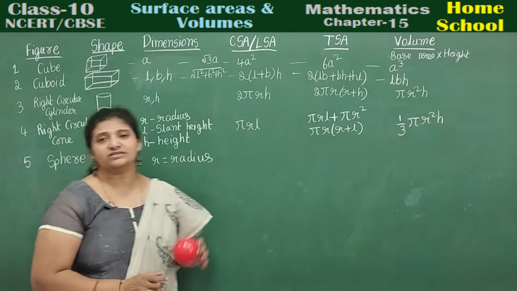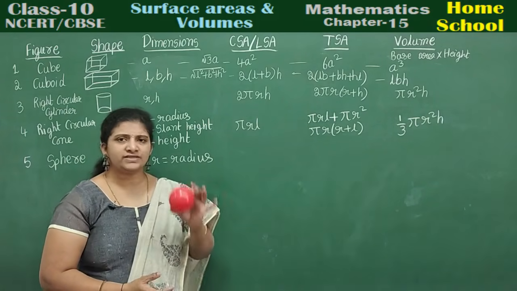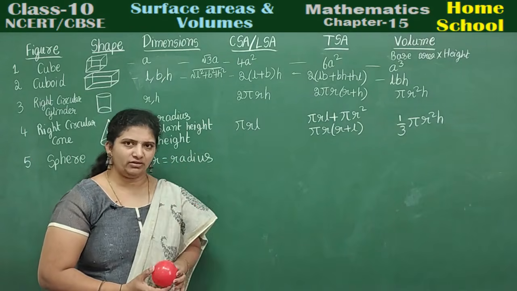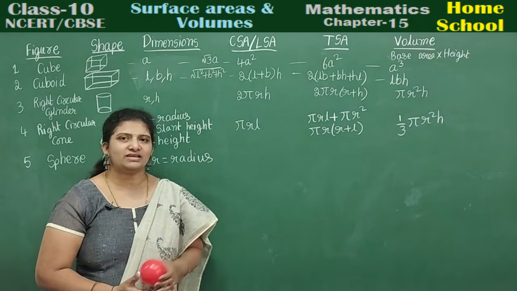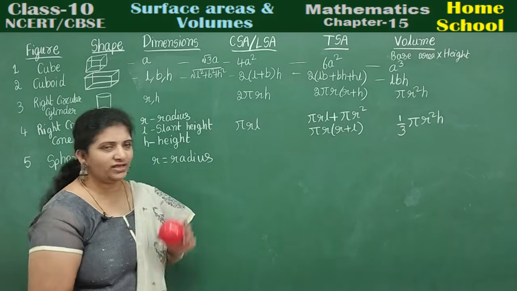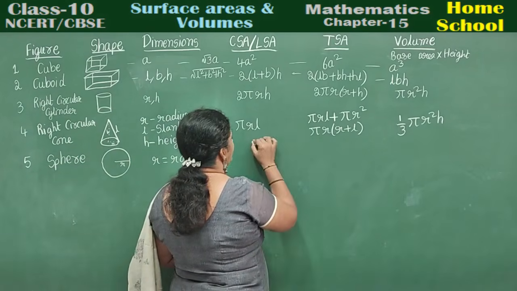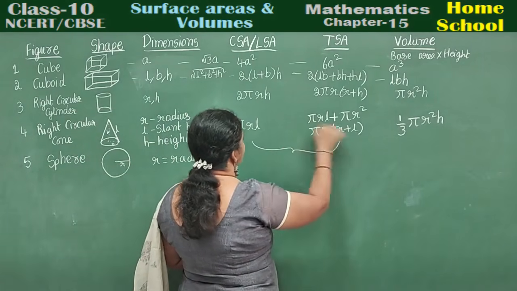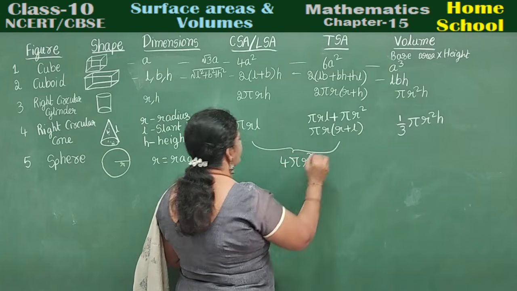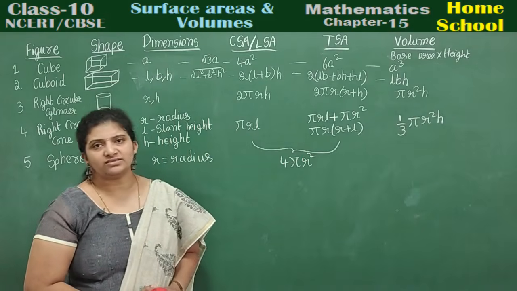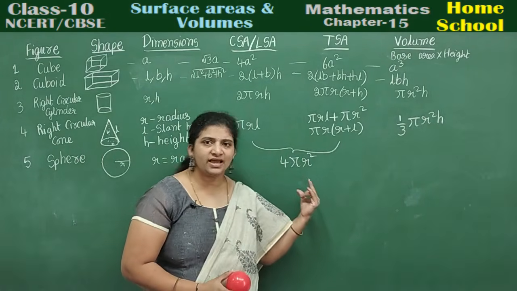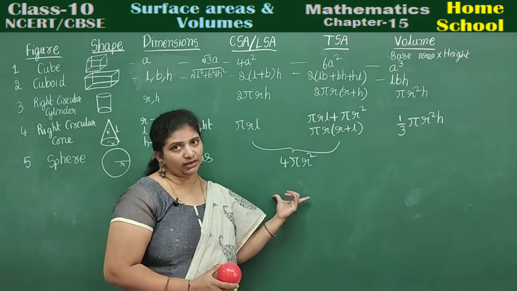What is the surface area of this sphere? You can remember it as 4 times the area of a circle. What is the area of a circle? Pi r square. So 4 times the area of a circle is the surface area of a sphere. Combined, whether it is CSA or TSA, it is 4 pi r square square units. The surface area is 4 times the area of a circle.